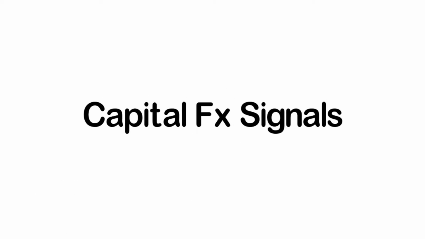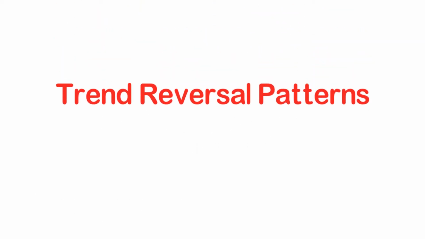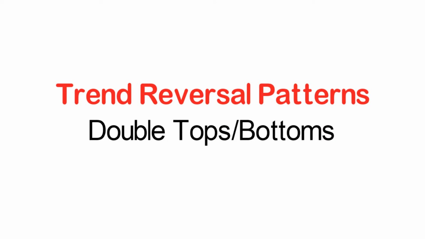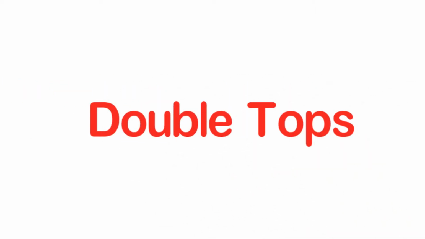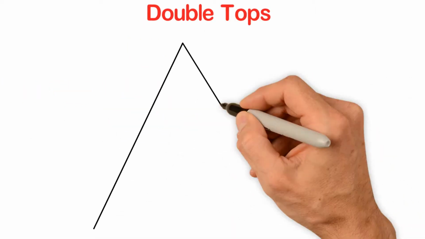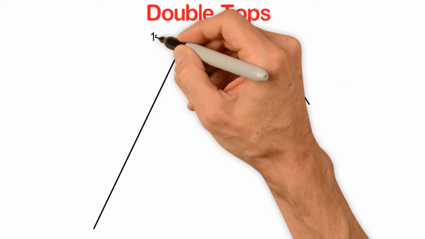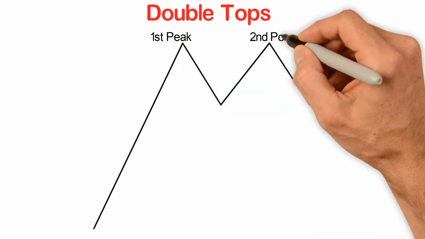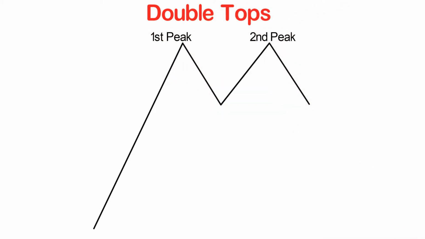Capital FX signals, trend reversal patterns, double tops and bottoms. Double tops are a bearish reversal pattern which form after a strong move upwards. It appears as two consecutive peaks of similar heights. The first peak is a general part of the uptrend, creating a new high.